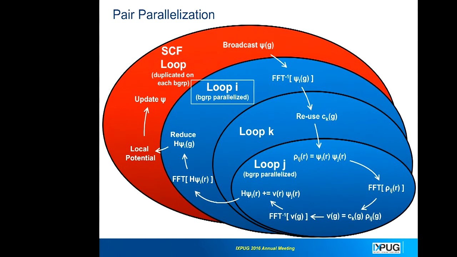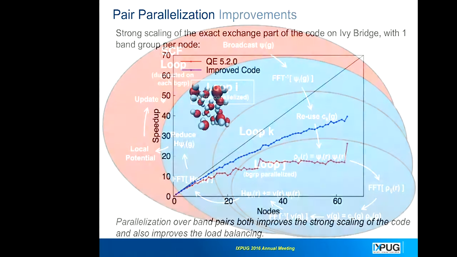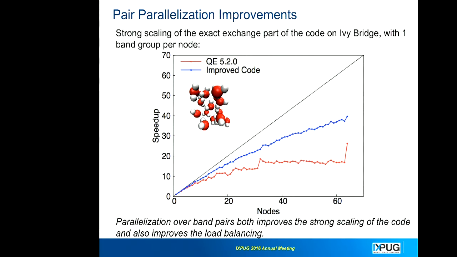One of the things that we did was we implemented a band pair approach to parallelization. Whereas before within Quantum Espresso, you basically just had this inner loop, which was then parallelized across band groups, and everything else in the exact exchange calculation was done serially. Now we're instead parallelizing the calculation over band pairs. The idea is that both loop I and J are parallelized, and we preferentially parallelize over the outer loop in order to minimize the amount of duplicated work. And when we do this, we see some nicely improved results.